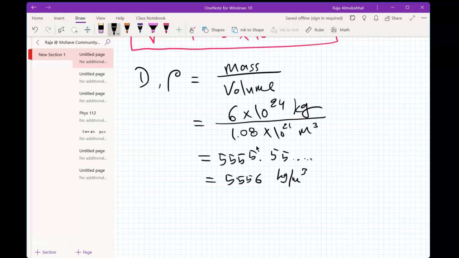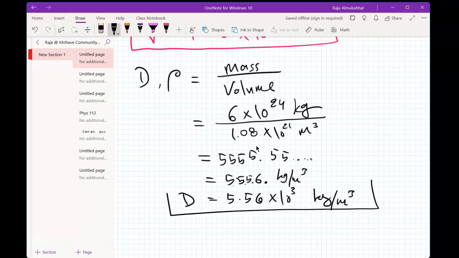Or you can use scientific notation for it. So how do I do it? Well, the decimal is right here, and I'm going to move it 1, 2, 3. So it's going to be 5.56 times 10 to the 3rd kilogram per meter cube. Whichever way you want it. This one is correct, this one is correct, and so on. Okay, good.